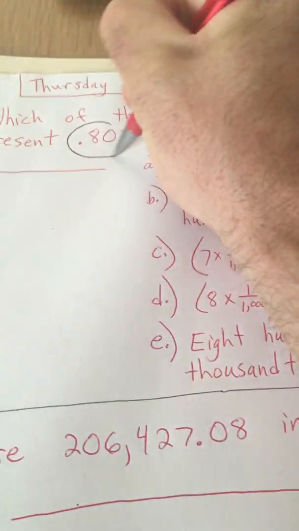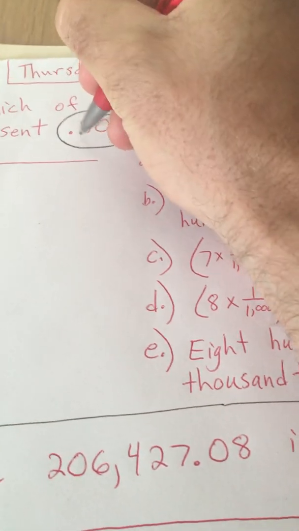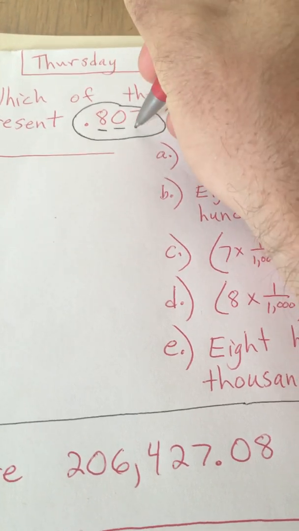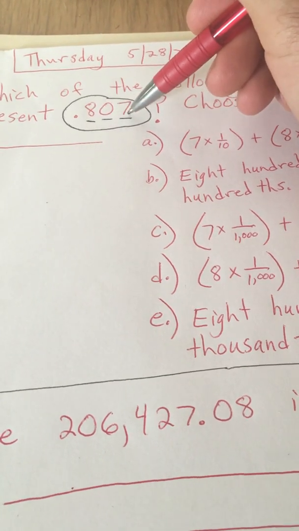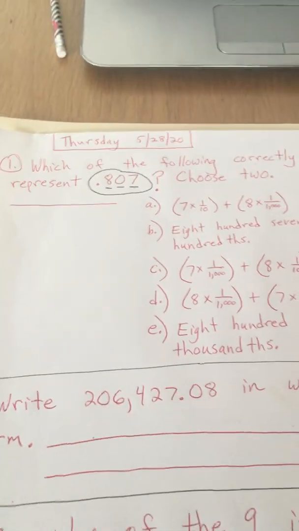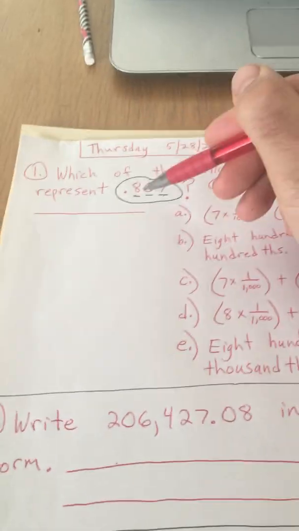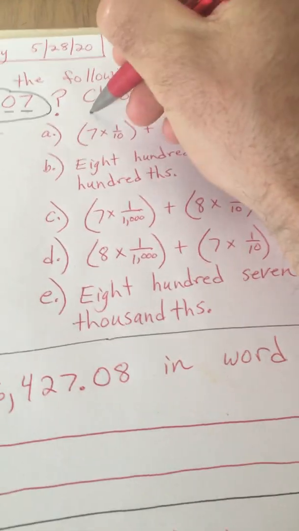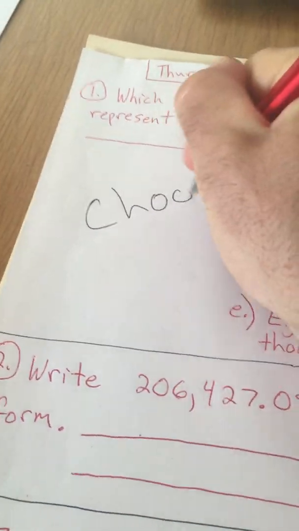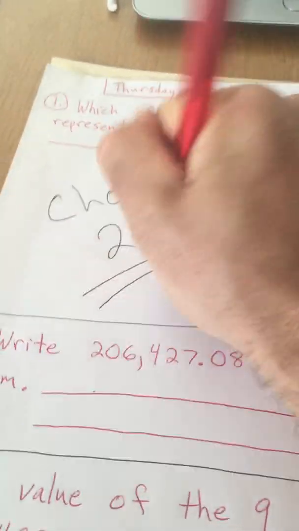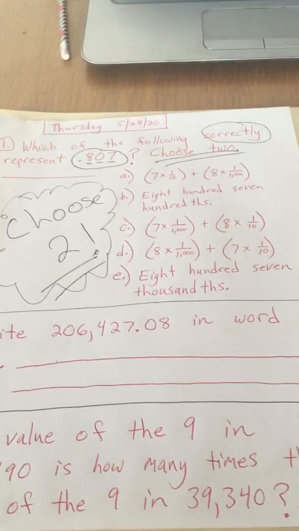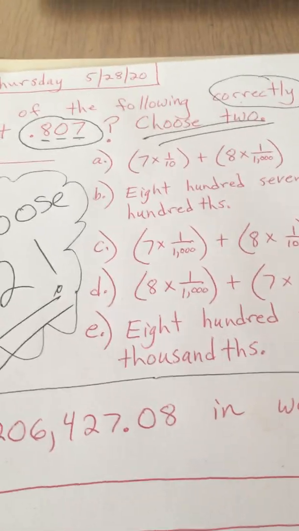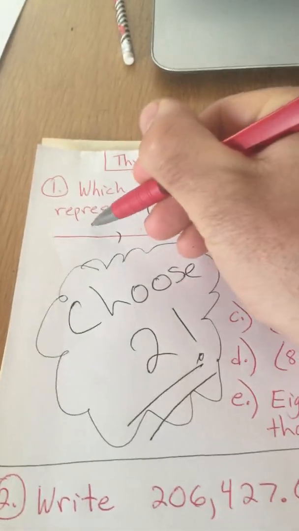Okay, so number one says, which of the following correctly represent 0.807 or 807 thousandths? After the decimal point, we have the tenths place, the hundredths place, and the thousandths place. Since it goes to the thousandths place, we can just read it as 807 thousandths. Choose two. Here's my strategy like I've been doing lately. Make sure that you don't forget to choose two. So make it real obvious that you need to choose two. I'm going to even put a comma right here so I know I'm going to put two answers there.